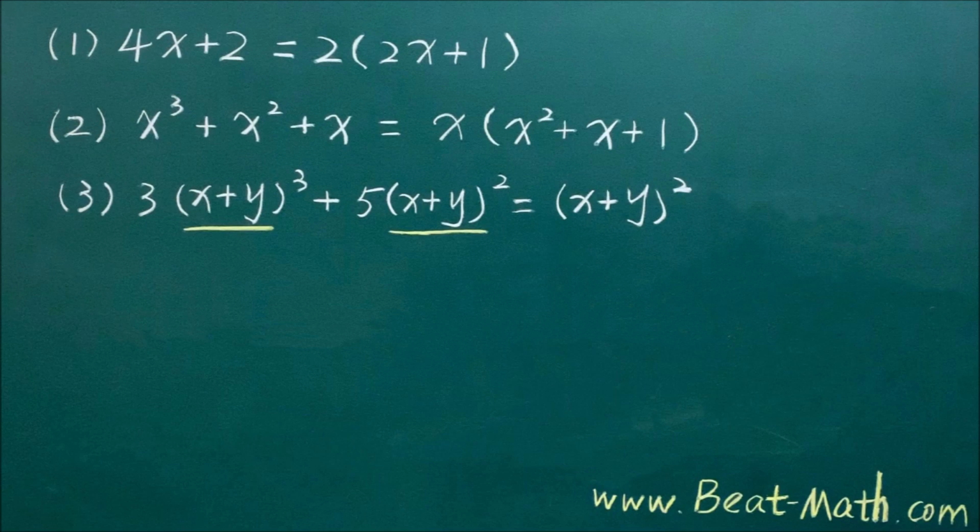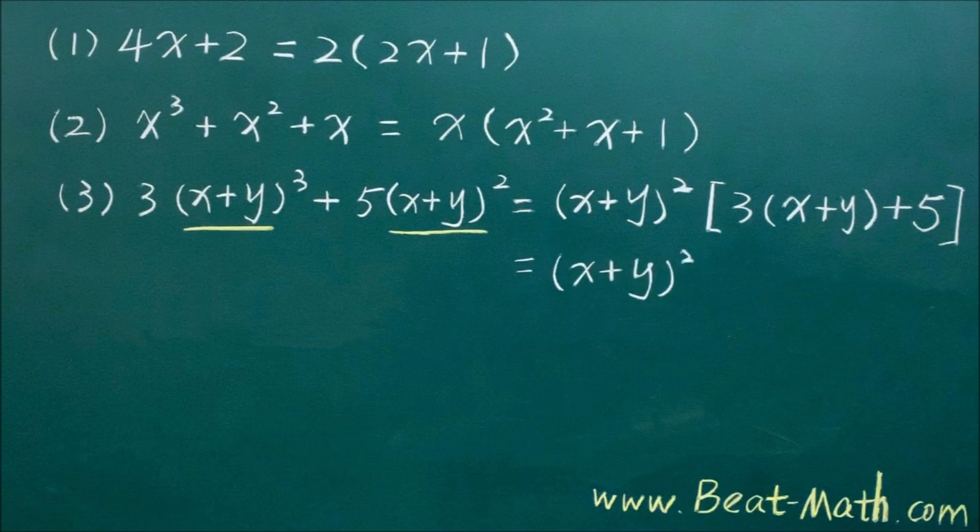We factor it out and get the quantity of x plus y squared times the quantity of 3 times the quantity of x plus y plus 5. We don't normally leave it this way. We will get rid of the inner bracket and simplify it to the quantity of x plus y squared times the quantity of 3x plus 3y plus 5.